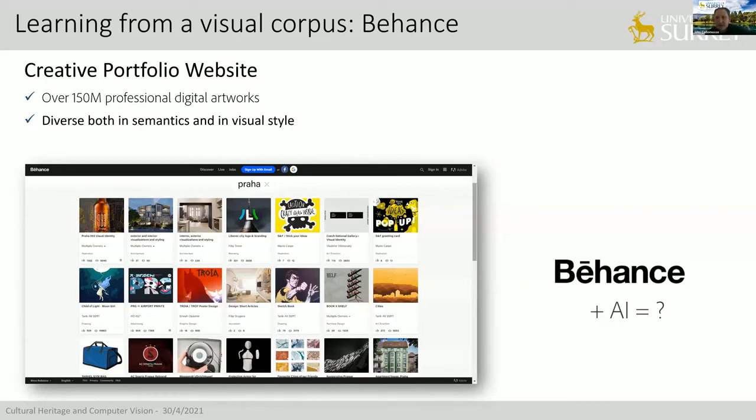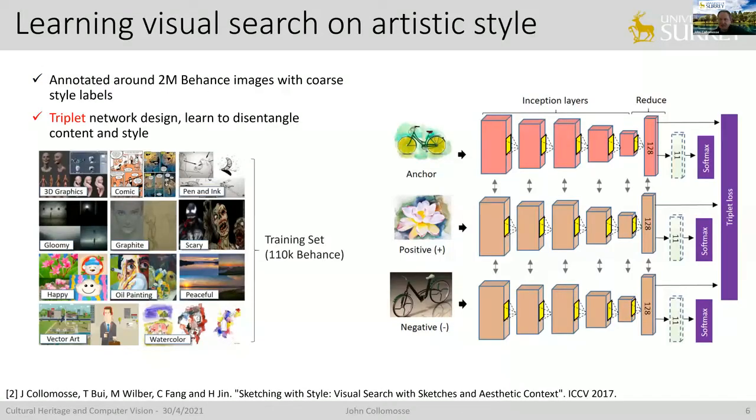And in this project, what we were doing was trying to learn from that data in order to build a visual search system. It's a little bit different. Instead of searching on what's in the image, we wanted to search on the style. So we wanted to find images that had a similar artistic style to a query. So how did we do that?